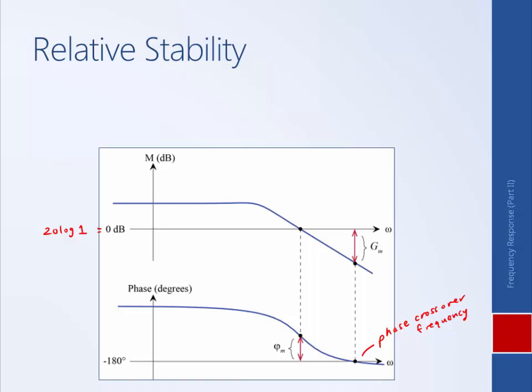Similarly, we can look at phase margin, and that's this quantity here. And at this frequency, the frequency at which we're at 0 dBs, we call this the gain crossover frequency.